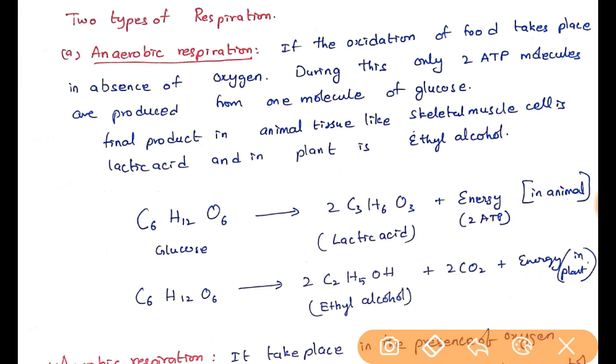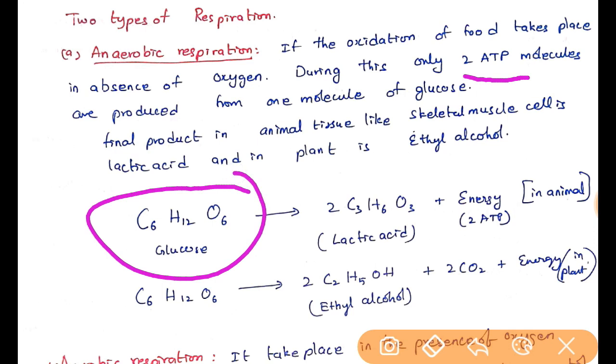Usually, this anaerobic respiration happens in the skeletal muscle cells, friends, and in some bacteria like yeast, etc. Here we can see that during this anaerobic respiration only two ATP molecules are produced, friends. Here you can see the equation.